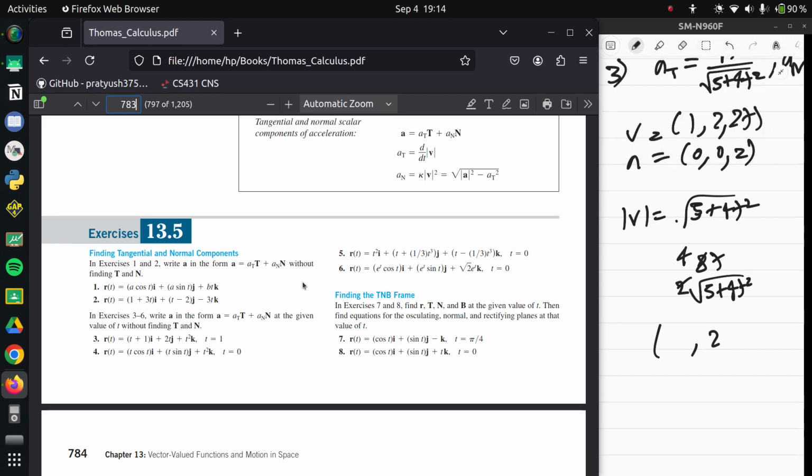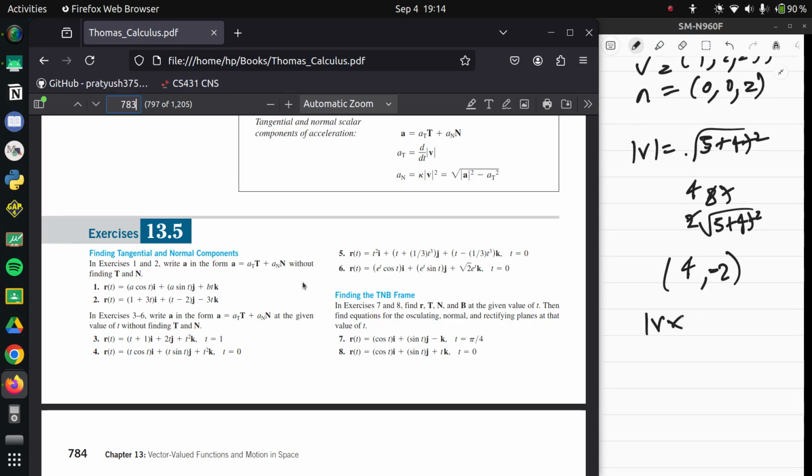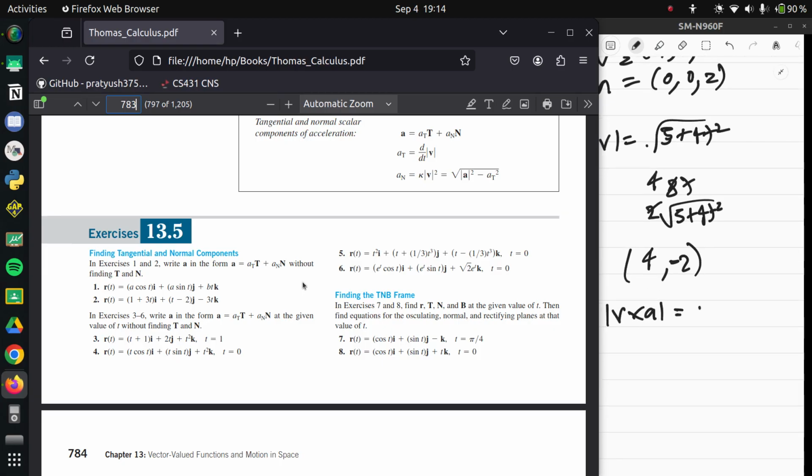Sorry for that. Or was it opposite? So you're doing v cross a, right? So it should be negative over here. This thing is negative, and so that's positive, so that's 4. Okay, so the magnitude of v cross a is going to be equal to 2 square root of 5.